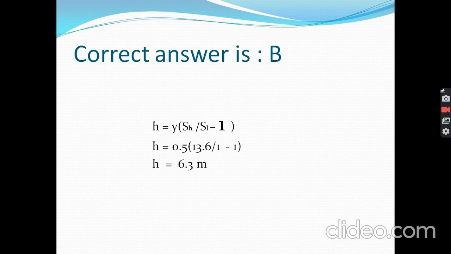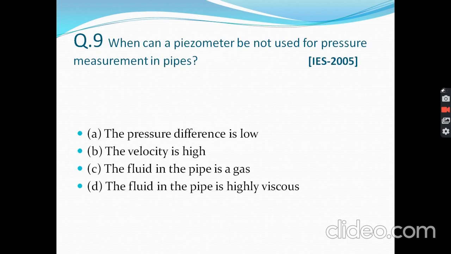H is equal to say Y, SH minus SL minus 1. So H is equal to 0.5, 13.6 by 1 minus 1. So H is equal to say 6.3 meter.